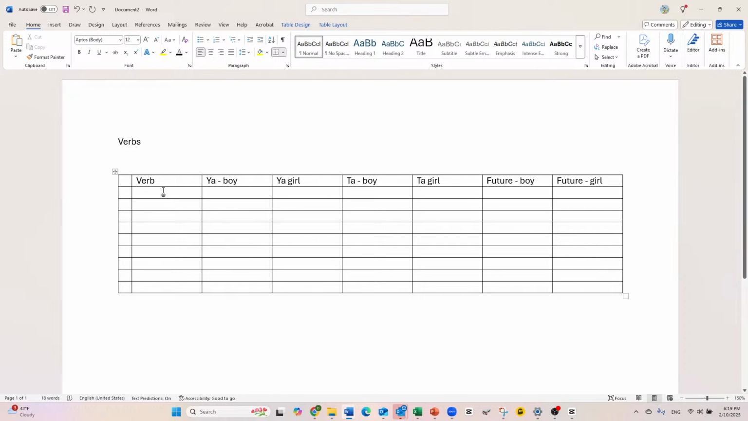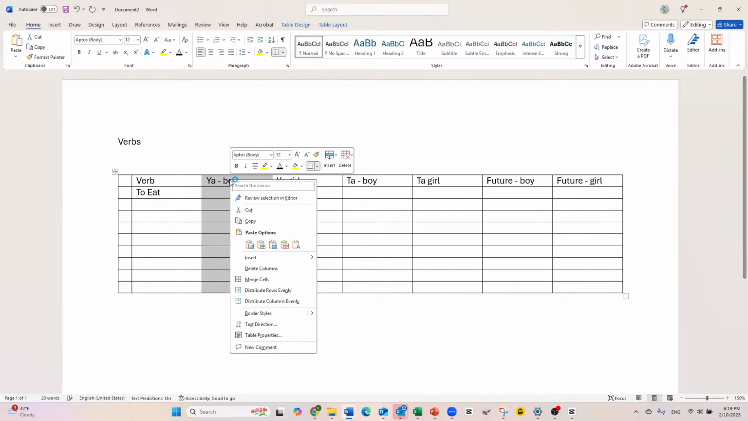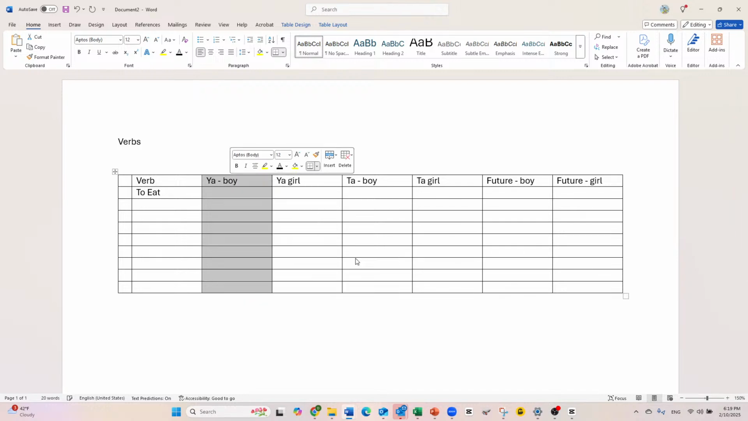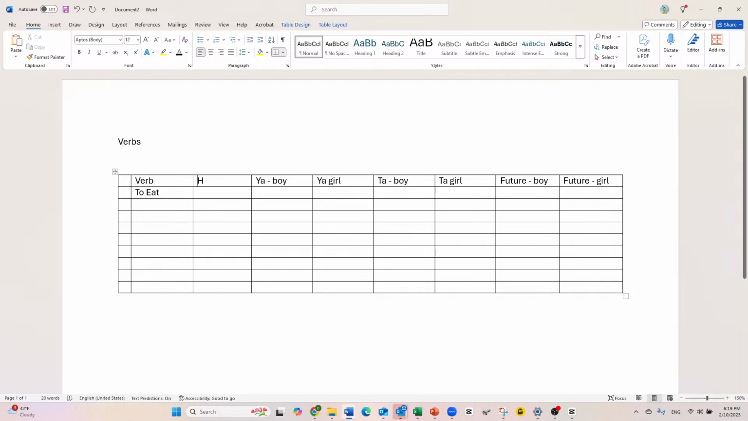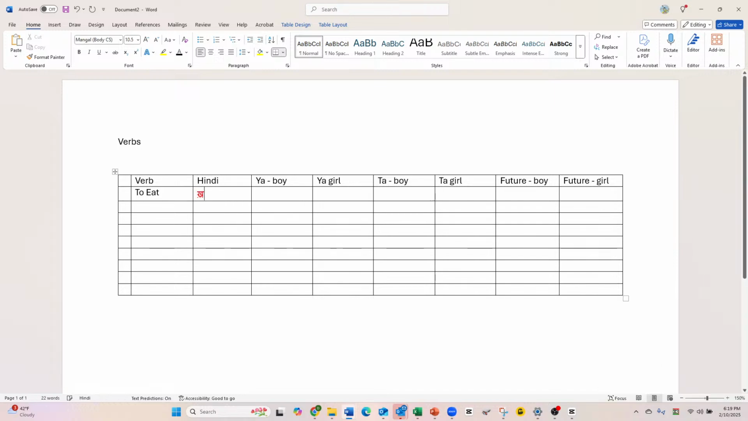Okay, let's take a verb like to eat. Okay, let's put one more column here. Insert column on the left. Okay, Hindi verb. So Prahlad, what is the Hindi verb for eating? Khana. So let's write in Hindi. Khana. Let me make it a little bigger so you all can see it.